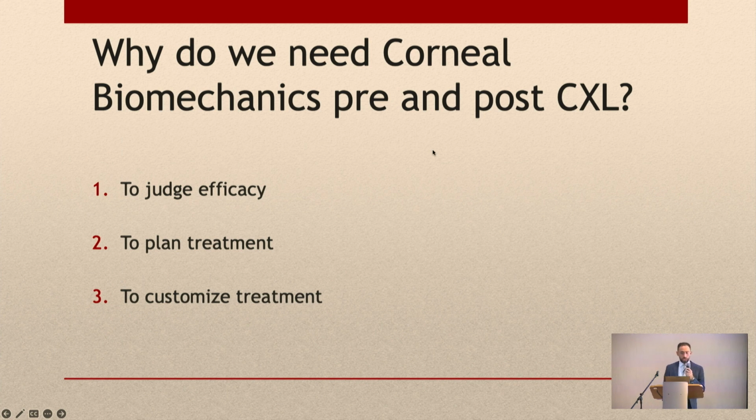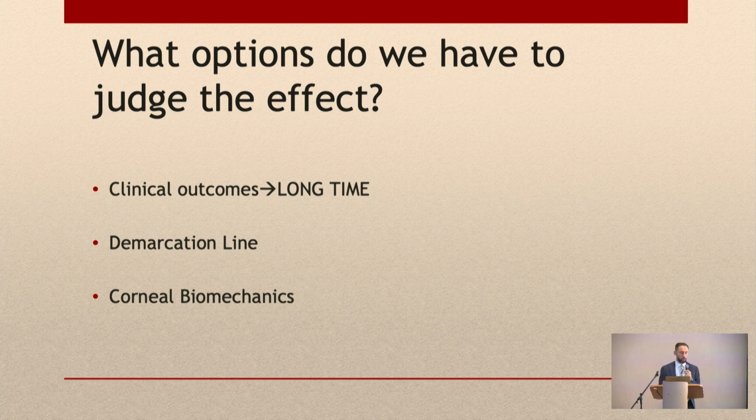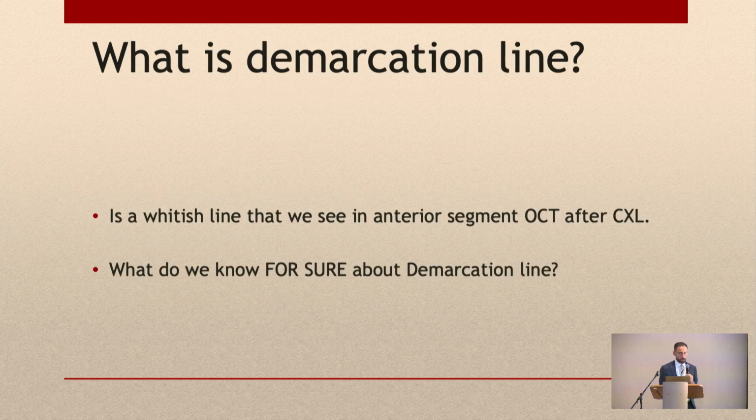And then we go to judging the progression and the change after cross-linking. So we have a few options: clinical outcomes, which take a long time, and actually the patient gets worse in the first months. We have demarcation line, and we have biomechanics. So I'm going to speak for 1 second about what the demarcation line is. I know that my friend Cosimo Mazzotta, whose picture you will see in a second, will have a full talk about biomechanics and demarcation line. But it's very important that you understand one thing.